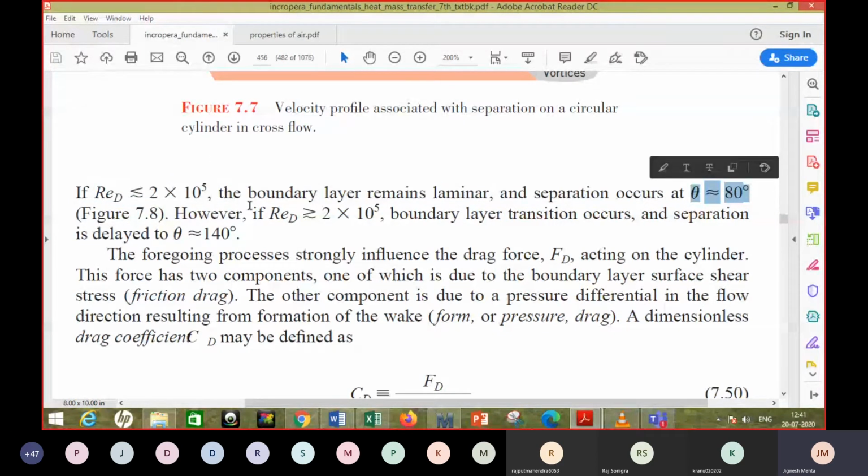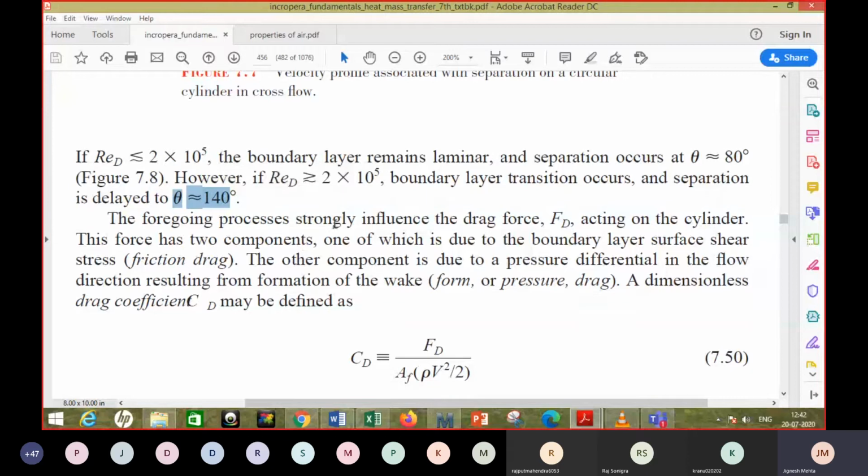Okay, but if the flow velocities are high, that is, if your Reynolds number is greater than 2 into 10 raised to 5, it is seen that the flow separation is delayed. Now, what is the reason for this delay? The reason for the delay is high inertia, which delays the separation, and the separation would take place at around 140 degrees.